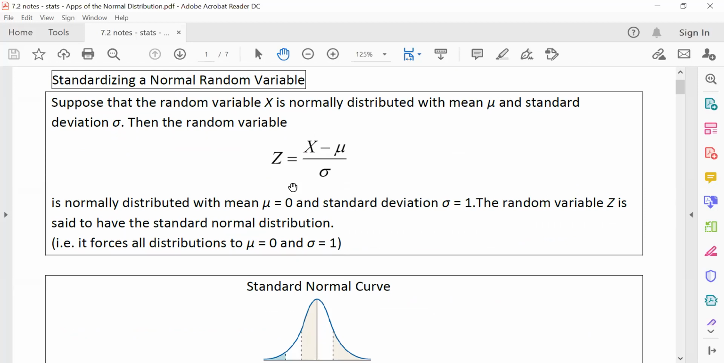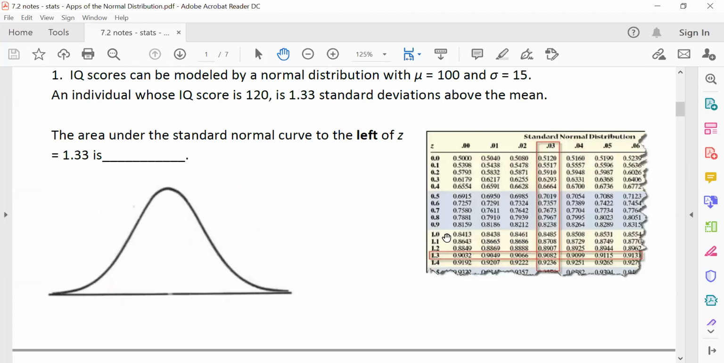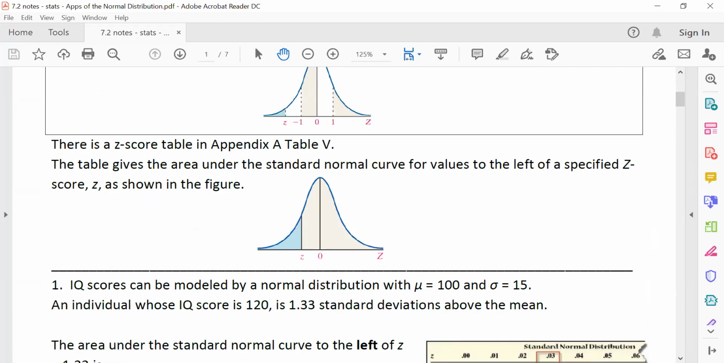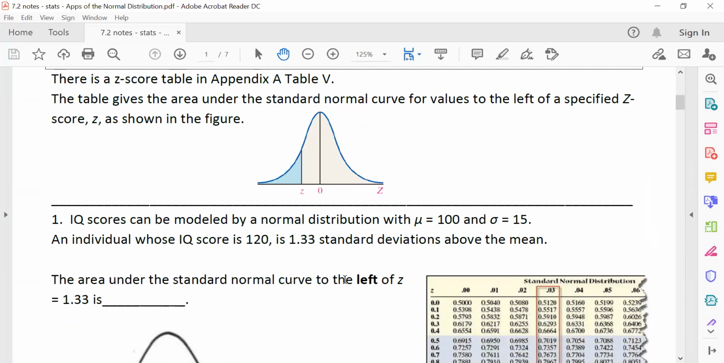So standardizing is as simple as taking whatever the original value is from the normal distribution, subtracting off its mean and dividing by its standard deviation, sigma. Now you may then need to look at a z-table to find the area to the left under the curve of that z-score. In other words, find the probability of being less than that specific value. That's what we're going to end up doing here.